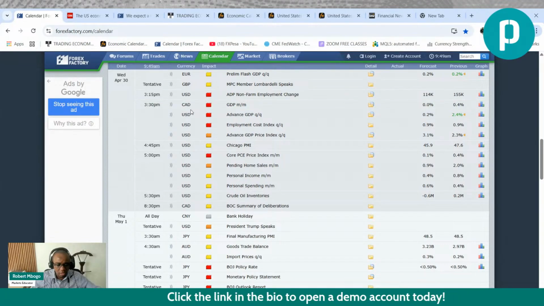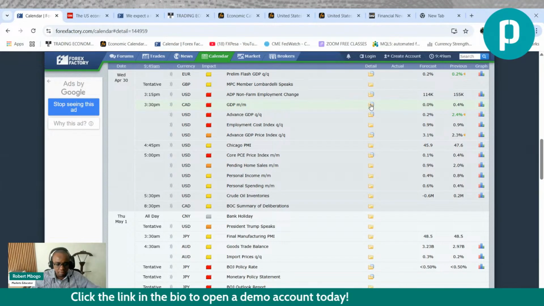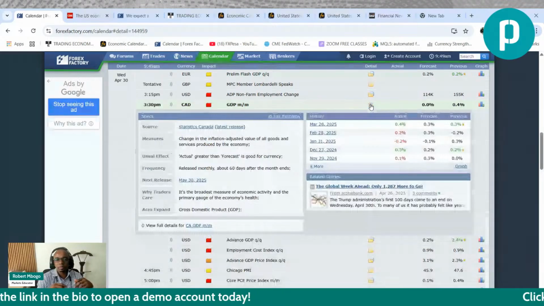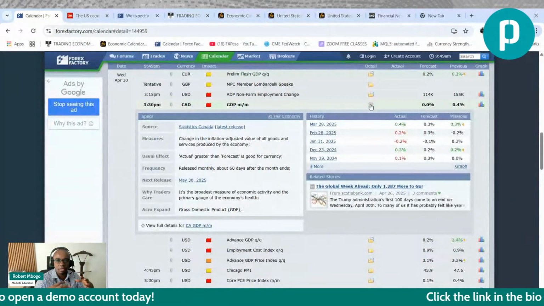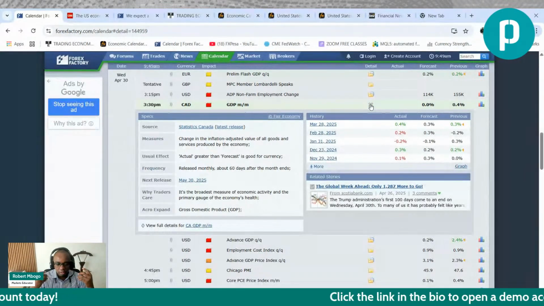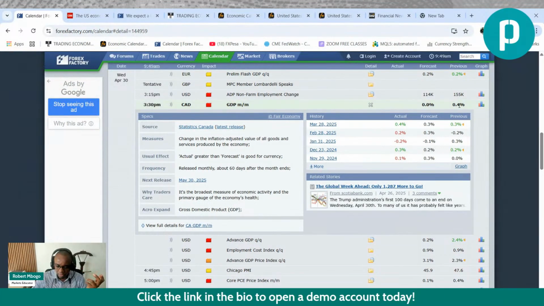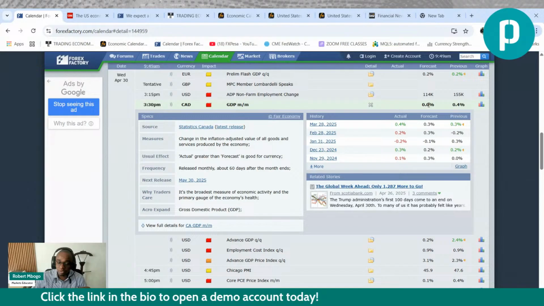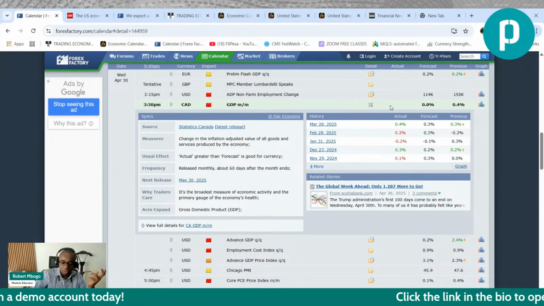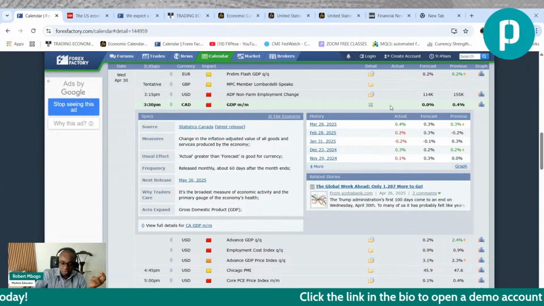Later, at 3:30, we'll have the Canadian GDP. GDP, basically here, you're talking about the value of goods and services produced in that country, right? So we can see the previous number of 0.4%. Traders are expecting that it will be 0.0%. So if it comes out 0.1, 0.2, the Canadian dollar should strengthen.